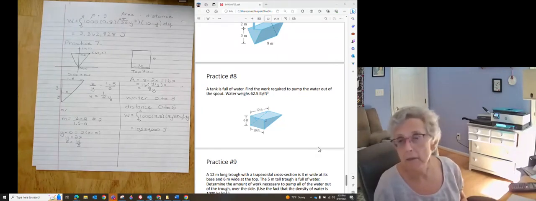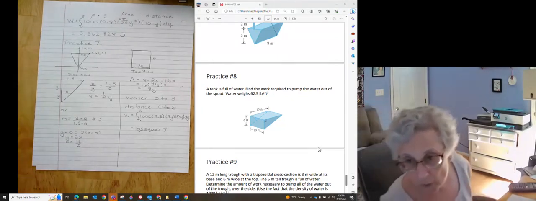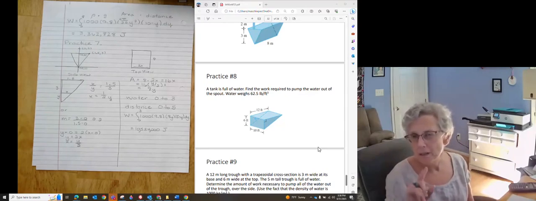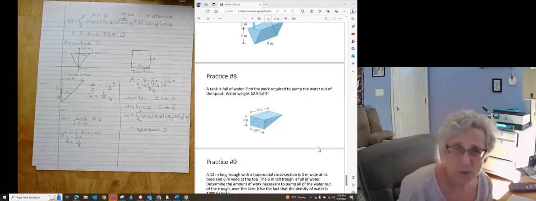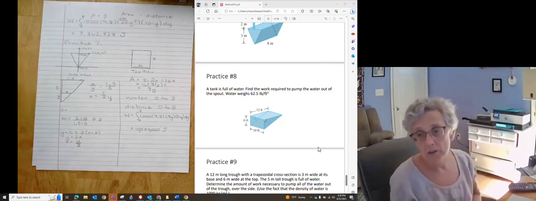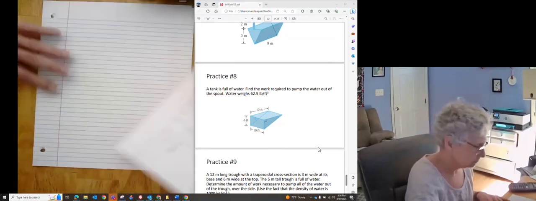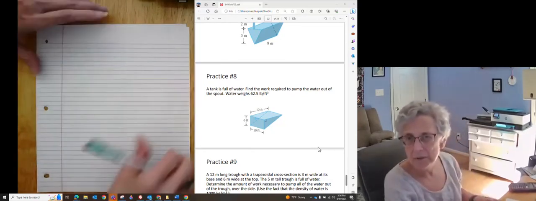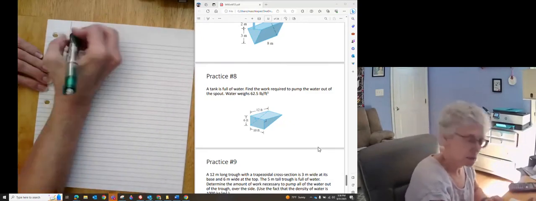Let's do a tank that is filled with water, and we're going to assume water weighs 62.5 pounds per cubic foot. Sometimes you'll see it as 62.4 pounds per cubic foot. I will give you the density of water in pounds per cubic foot if you need it on test day. So this one, I'm going to set it up a little differently. So we'll do this one together, and then I'll let you do the next one.